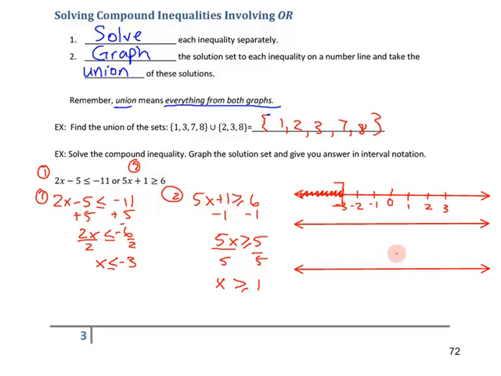Okay? Next one is x is greater than or equal to 1. So here's 0, 1, 2, 3, negative 1, negative 2, negative 3. So greater than or equal to 1 means a bracket and shade to the right.